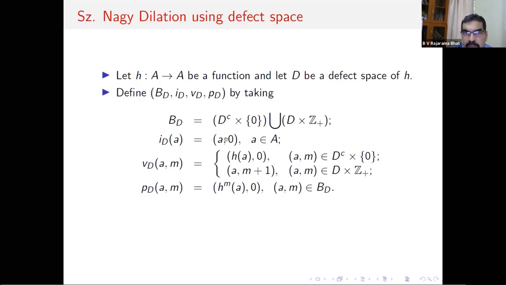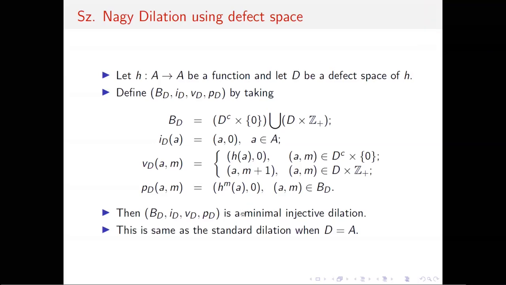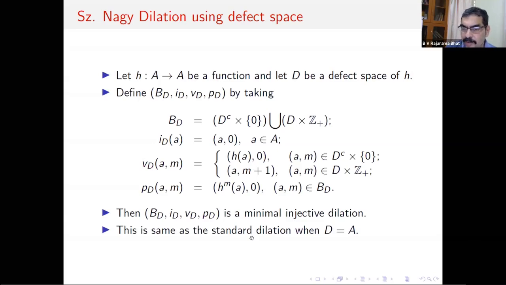On the complement, you keep it fixed. On the defect space, you need Z plus many copies of that. The embedding is as before, and the injective map doesn't do anything on the complement of the defect space. It's just H, and the other part is the shift. The same thing works, and it is a minimal injective dilation. So with every defect space you can do this, and it is the same as the standard dilation if you take the whole space A as the defect space. The complement is empty, so you can do that.